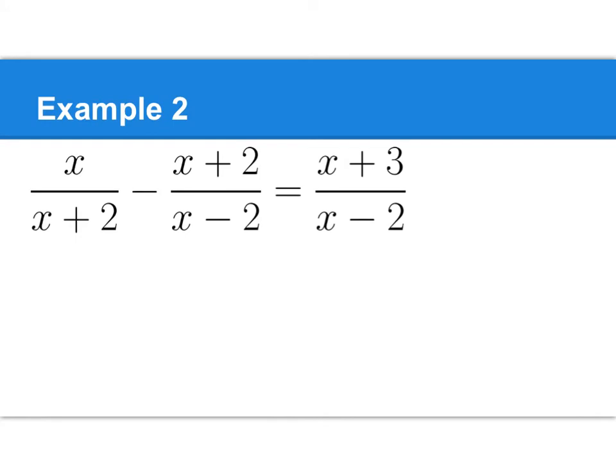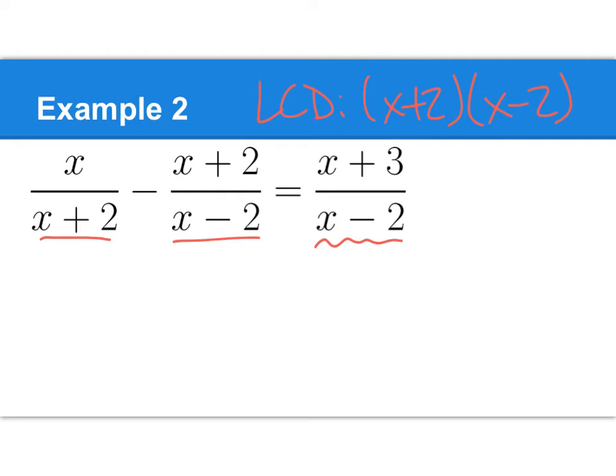Let's see this again with another problem. This time, there's no factoring that has to happen to find the LCD. The left-hand side has a denominator of x plus 2, so it's pretty safe to say that x plus 2 will be part of the least common denominator. We also have an x minus 2, and there's another x minus 2. We don't need to include it another time.